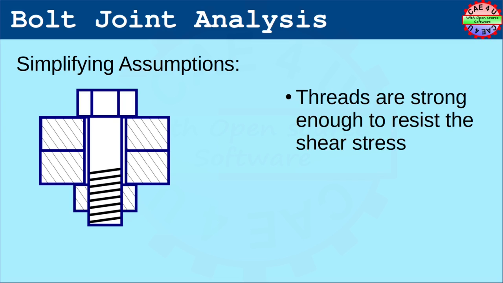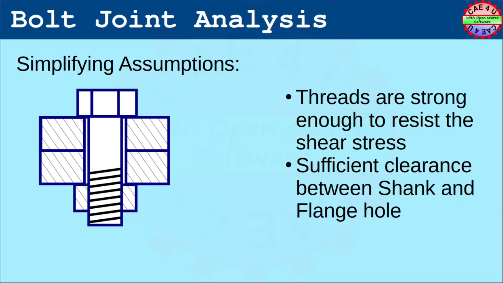For doing the FEA analysis, we need to make some simplifying assumptions. We assume that the threads are strong enough to withstand the shear stresses induced by the external loading and also during the tightening process, and there is sufficient clearance between the shank and the flange hole, or the parts that are connected together. This is to ensure that the shank does not interfere with the flanges when the external load is applied.